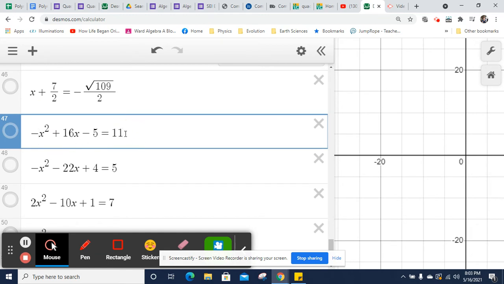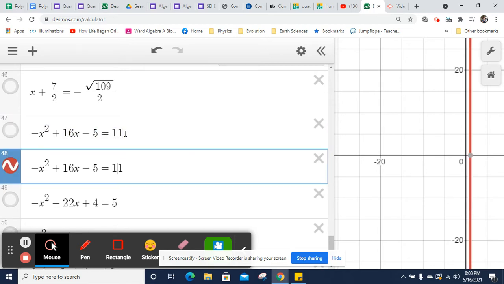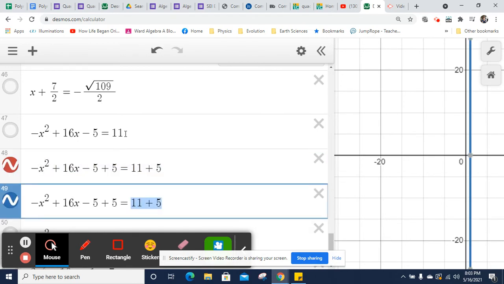Okay. So I'm going to go ahead and start working through this. So my first step is to isolate the x squared and x terms. So I'm going to do that by adding 5 to both sides. That'll be right there. We'll copy that and simplify it. 11 plus 5 will be 16, and negative 5 plus 5 is nothing.